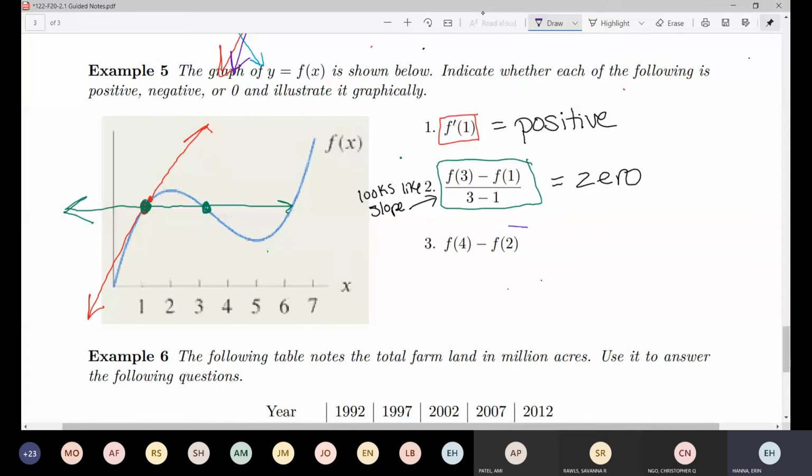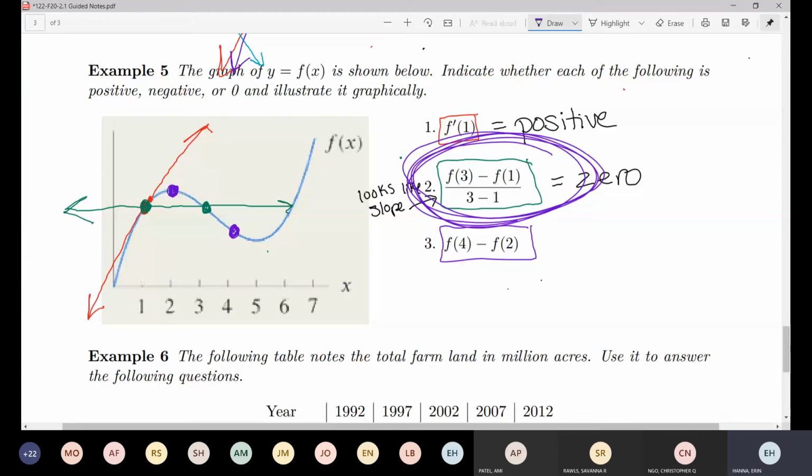Now this last one is a bit different. So, here's f of 4, and here's f of 2. How did you graph that last one? Yeah. So look at this.